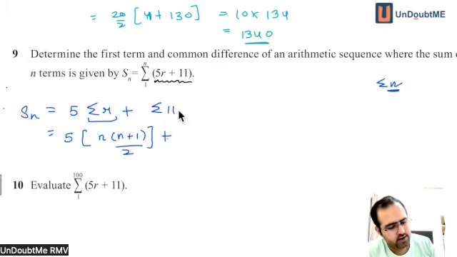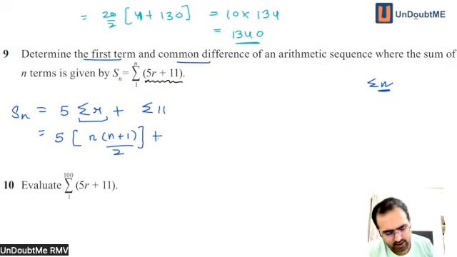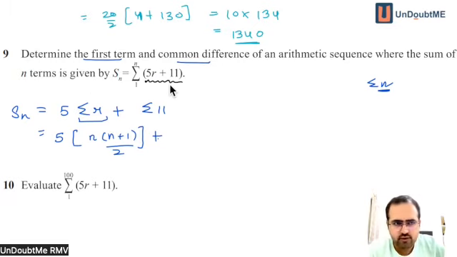Sir, can't we just substitute r as 1 and 2 and 3 and then solve it? Yeah, we can do that also. For this particular question, they are asking the first term and common difference, where the sum of first n terms is given by this. Particularly they are not asking us the sum. But in question number 10, they are just asking us to evaluate, meaning we have to find the sum. So all of you please look at question number 9.